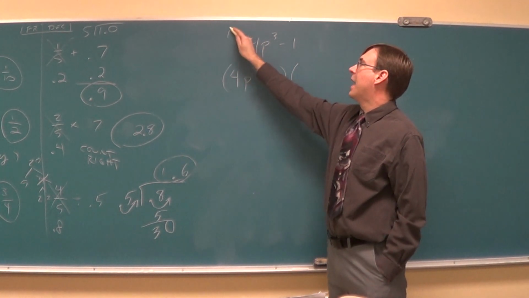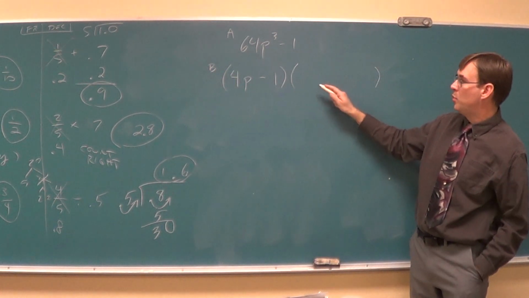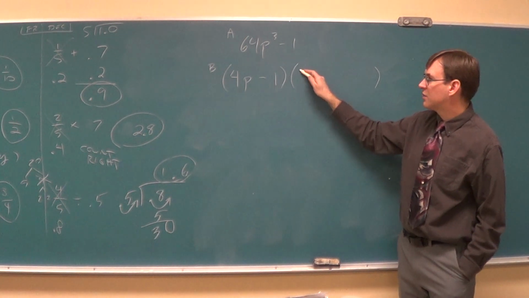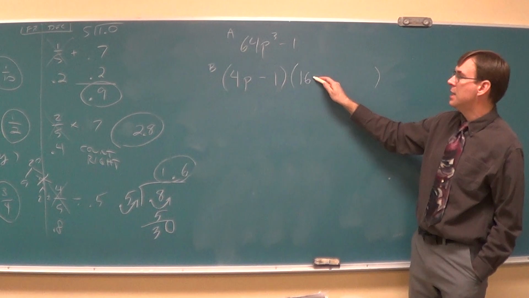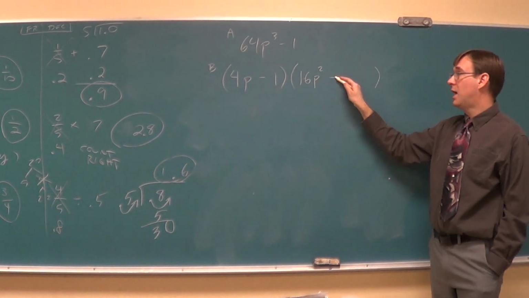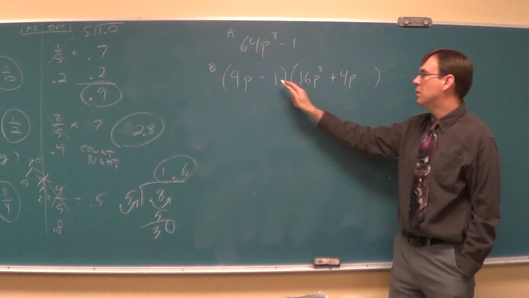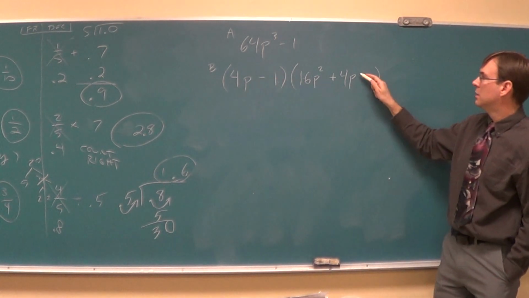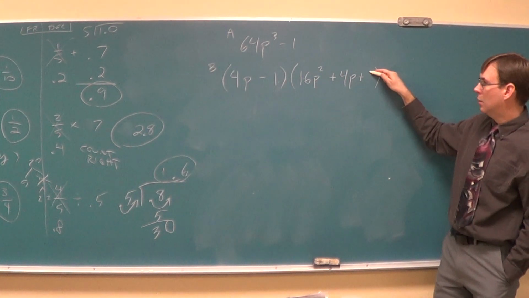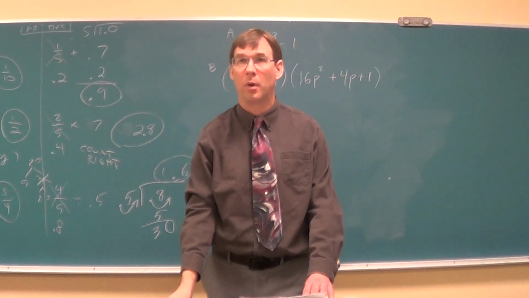To make the second factor, should I look at A or should I look at B? B. Look at B. So how do we build this? 4 times 4, 16. P times P is P squared. Sign? Plus, to be different. Middle? 4P. Because we do this times that to make the middle. Sign? Plus. Plus this time or always? Always. 1, from 1 times 1. And that's how we do anything that's a cube problem.